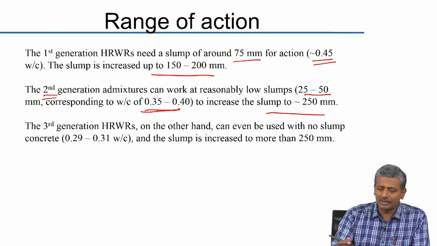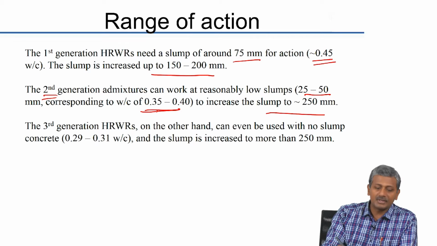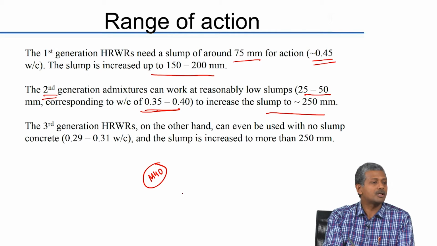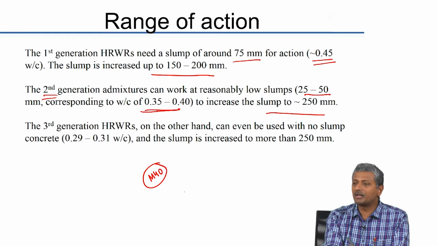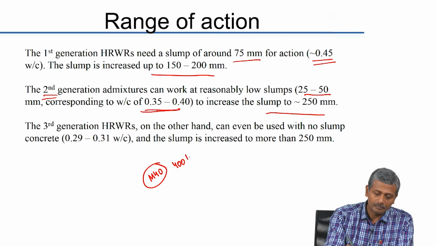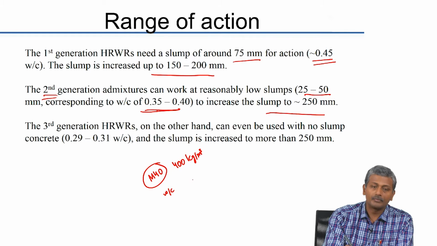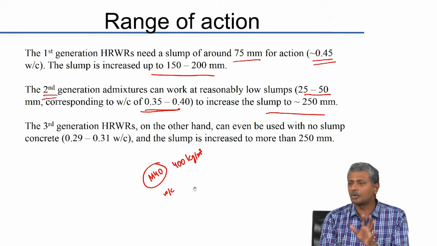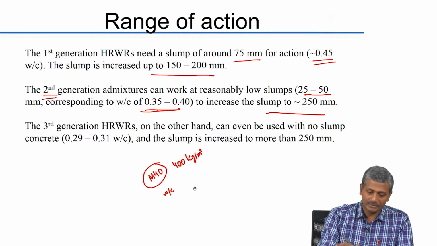So, let us look at a typical mix design. Let us say we are designing M40 concrete. What do you think would be an approximate cement content for M40 concrete? About 400 kilograms. What about water cement ratio? 0.35 may be too low. Maybe we will talk about 0.4, 0.42 or like that. So, let us say 0.42.